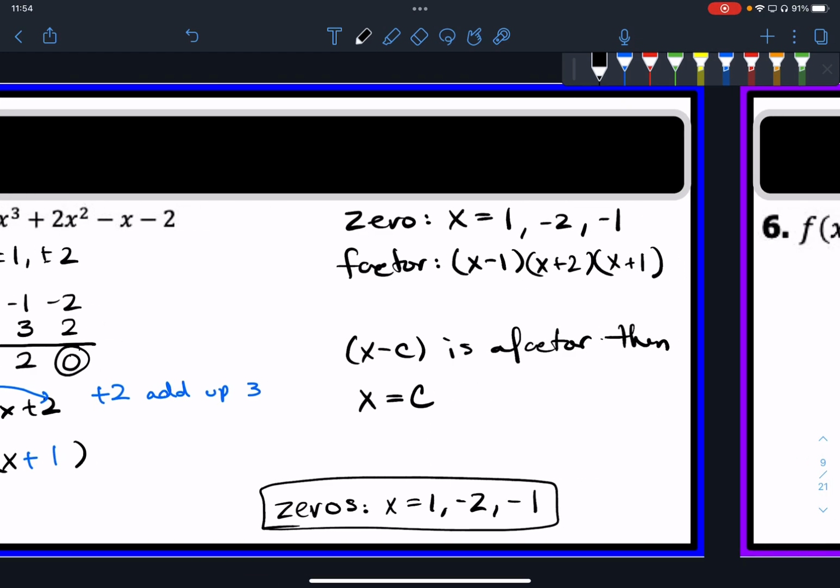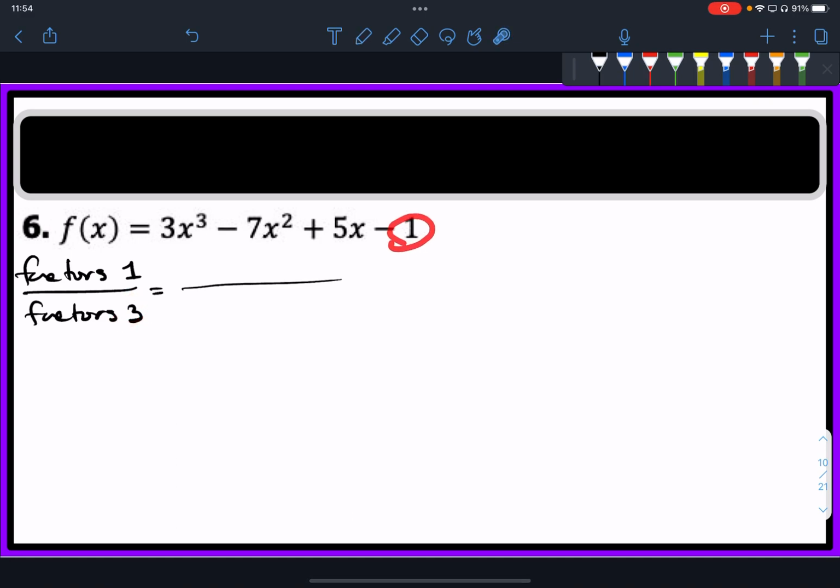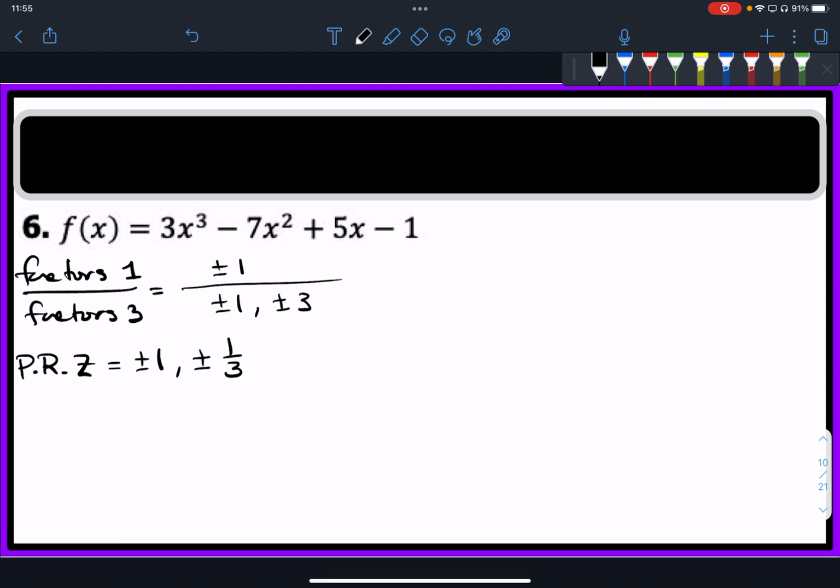So let's do another example. In this example, we're looking for the factors of 1, and we want to divide them by the factors of 3. Here we actually have to divide, because dividing by 3 is not going to keep these numbers the same. The factors of 1 are 1. The factors of 3 are 1 and 3, considering both positive and negative. So the possible rational zeros are 1 divided by 1 and 1 divided by 3. Again, we end up with 4 numbers, so all we have to do is test one of those numbers.